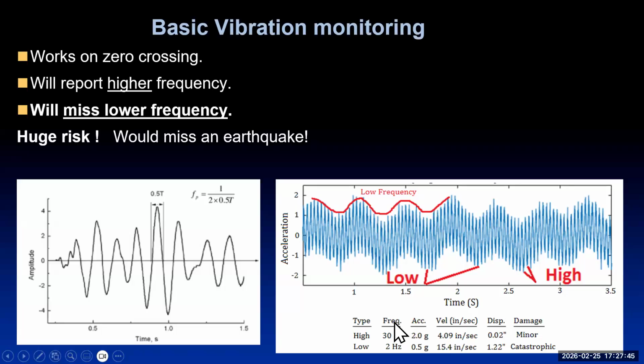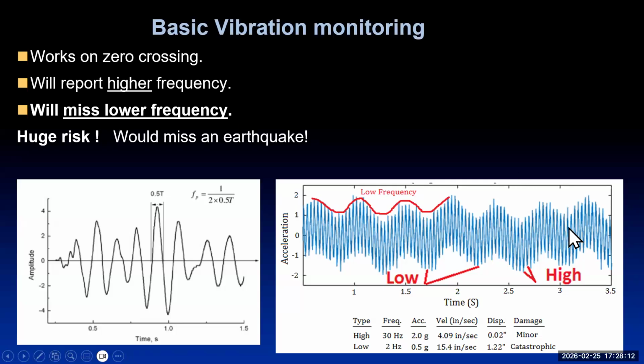So we said, okay, if that one frequency is at 30 hertz and it was a 2G response, it would yield 4 inches per second and a 0.02 inch displacement, and it'd be minor damage. But that same time history would actually have a low frequency component that, if it's at 2 hertz and a 0.5 G response, is actually 15 inches per second, and it would be catastrophic damage. And we're just making a point.